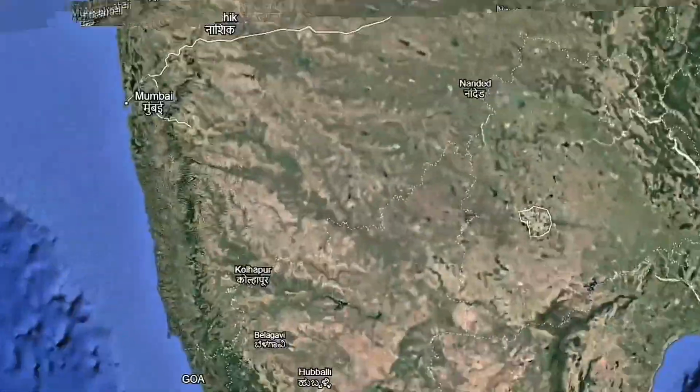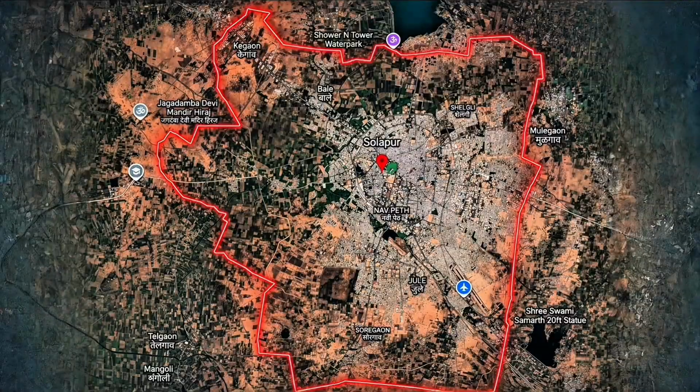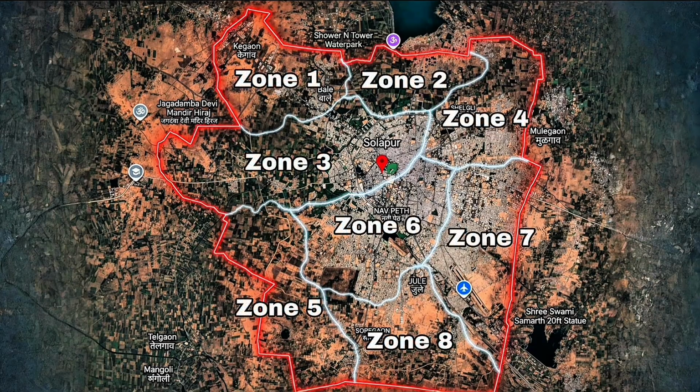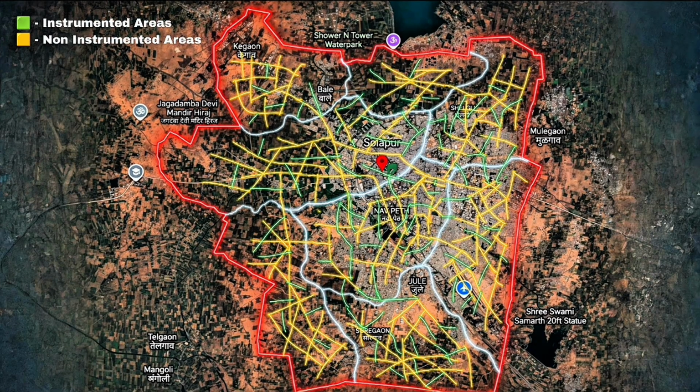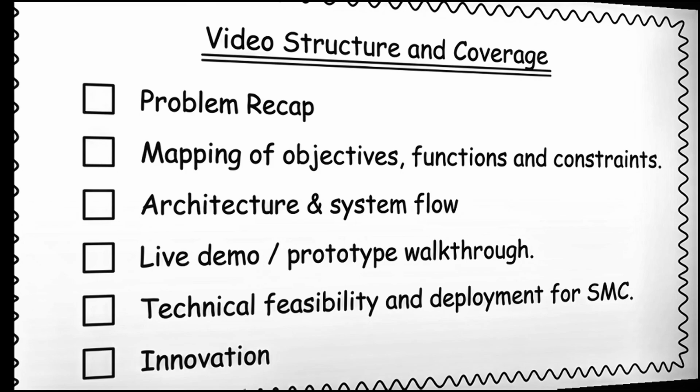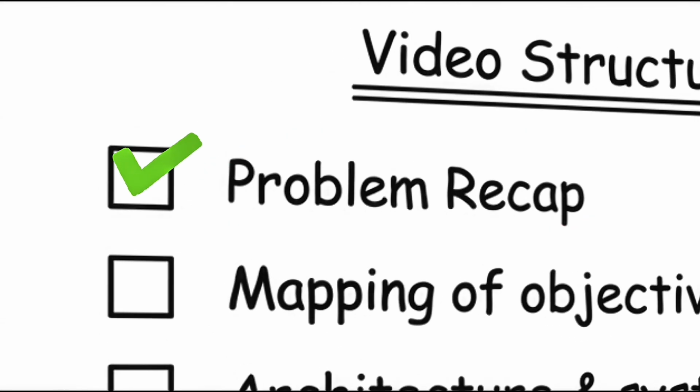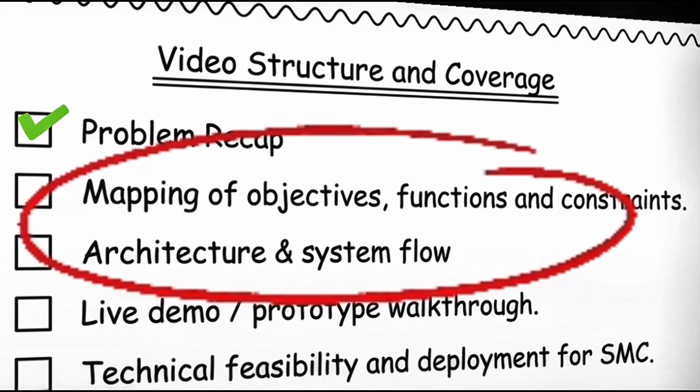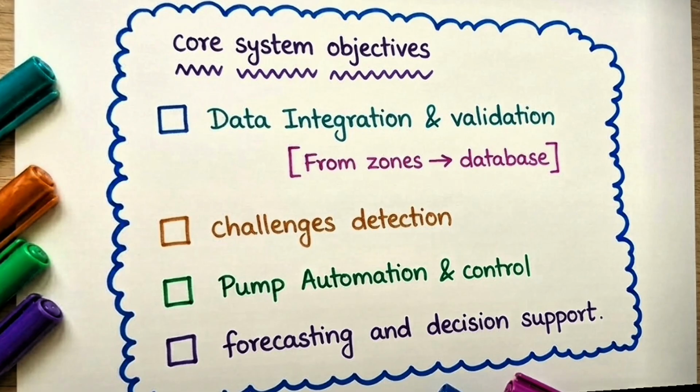Approach of our system. Solapur is divided into 8 zones across the city, consisting of both instrumented and non-instrumented areas. Instrumented areas are equipped with sensors, while non-instrumented areas are without sensors. Now, this is the overall video structure we will be covering in this video. We have already completed the problem recap, and next, we move into the mapping of objectives, functions, constraints, and the system architecture flow. Here, we have 4 core system features.